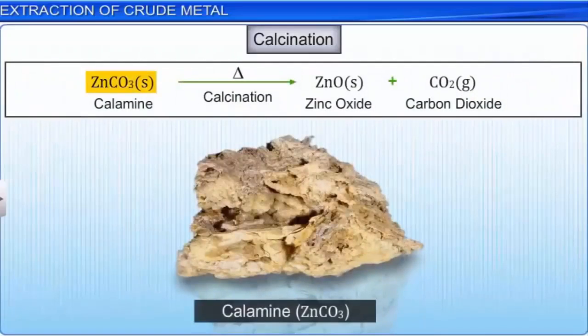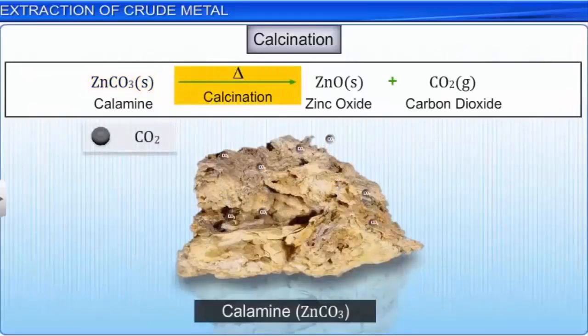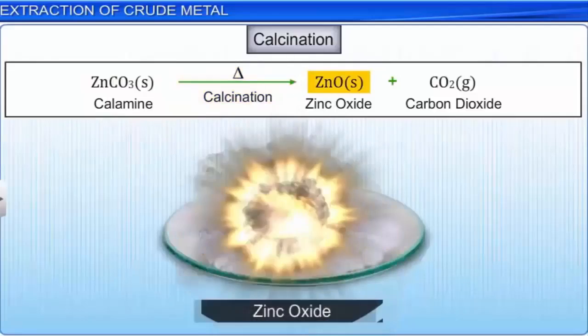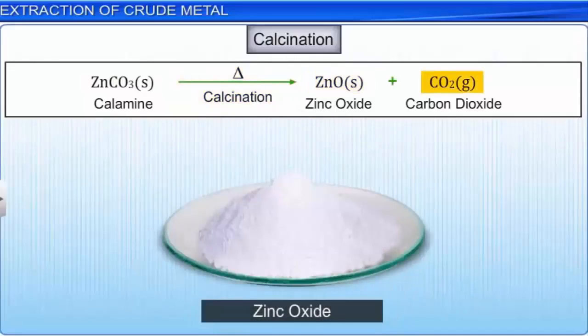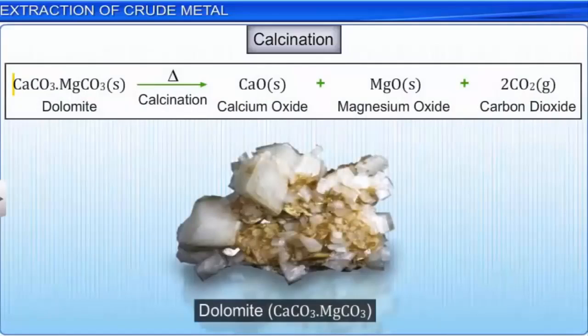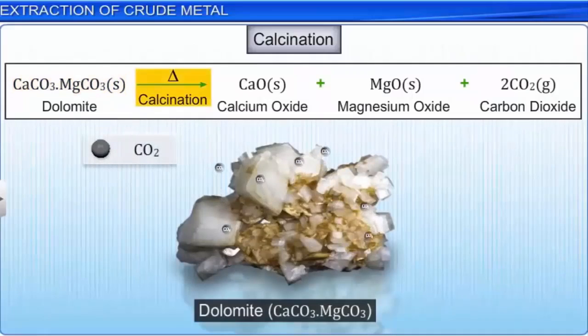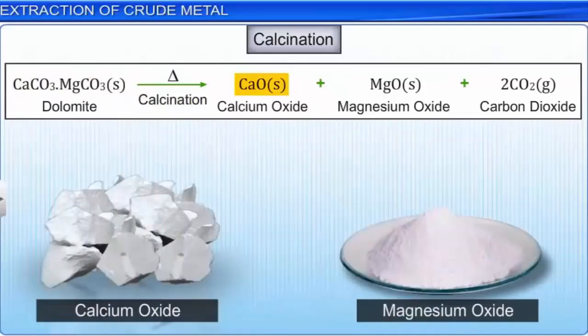When calamine, that is, zinc carbonate, is subjected to calcination, zinc oxide is formed and carbon dioxide is liberated. Similarly, when dolomite, a double salt of calcium carbonate and magnesium carbonate, is calcined, it gives calcium oxide, magnesium oxide and carbon dioxide gas.